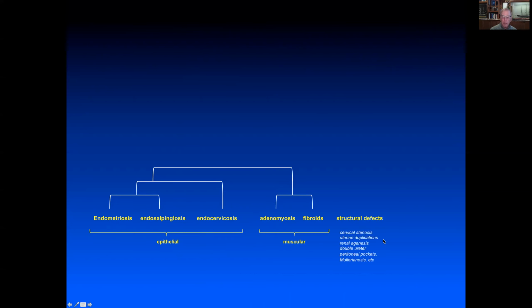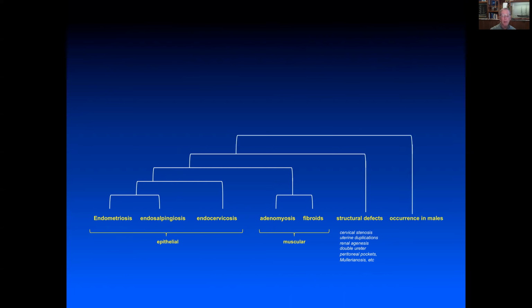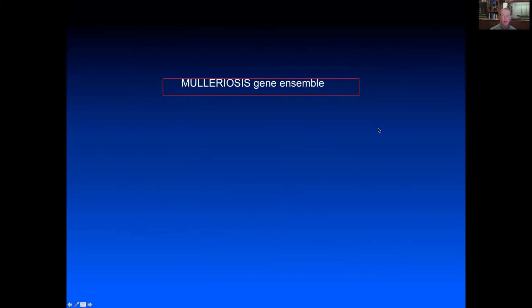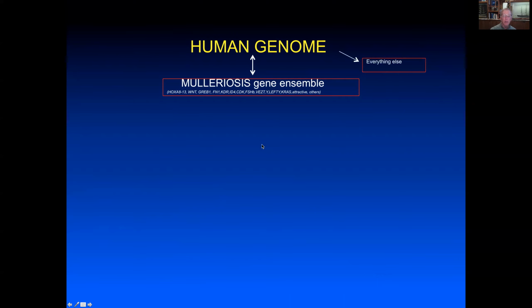What about the structural defects that we see with endometriosis, cervical stenosis, renal agenesis, etc.? That must be interconnected some way. And the occurrence in males, that must be really high up the genome. If you think of it in this way, there should be a Mulleriosis gene ensemble, which would explain all of this. And what would that look like? Well, it would be part of the human genome. And in fact, all the previous genes that I mentioned and more have already been identified and can be thrown into this gene ensemble. And then there's everything else in the human genome.